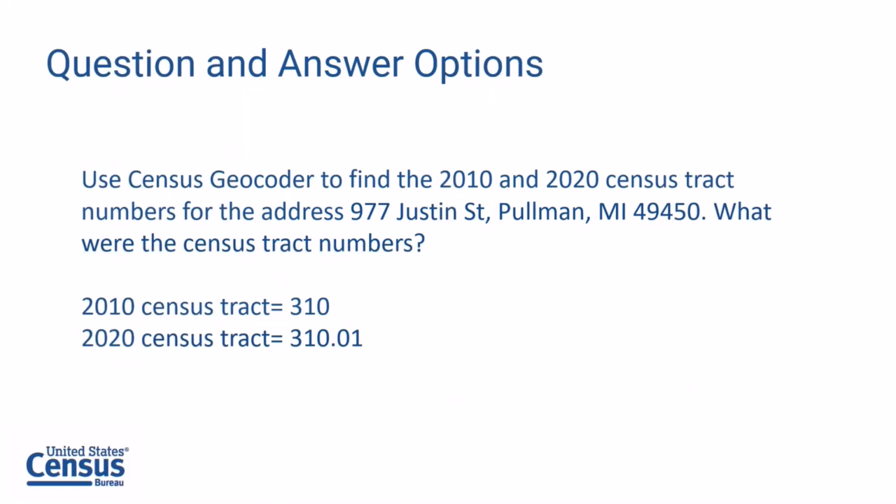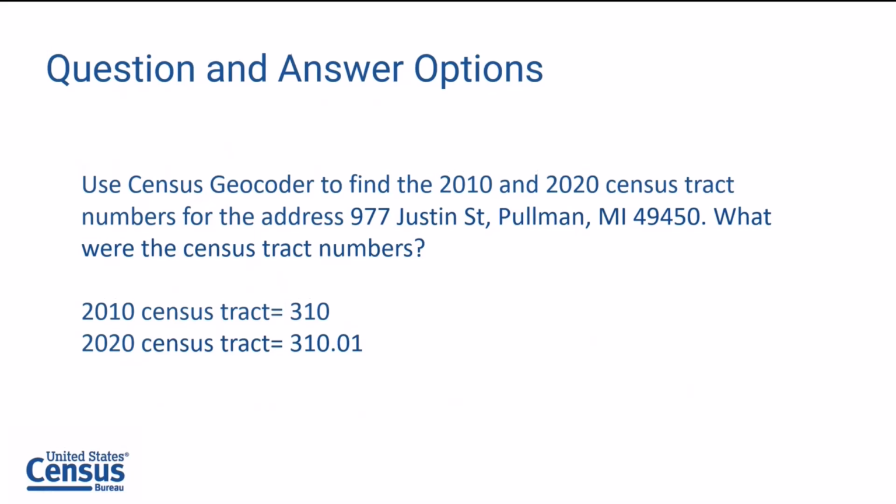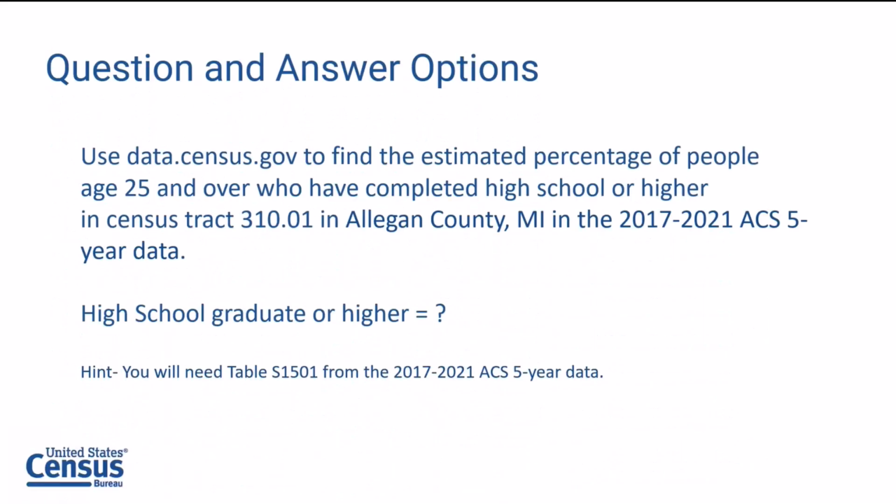If you found the 2010 census tract number to be 310 and 310.01 for 2020, you are correct. That census tract has undergone a boundary change since 2010. Now that we know the 2010 census tract number for the address at 977 Justin Street has changed to 310.01, use data.census.gov to find the estimated percentage of people aged 25 and over who have completed high school or higher. You would use the 2017 to 2021 ACS 5-year data.